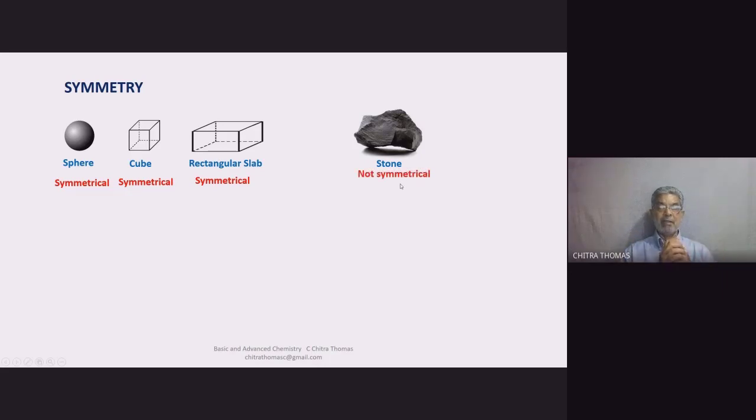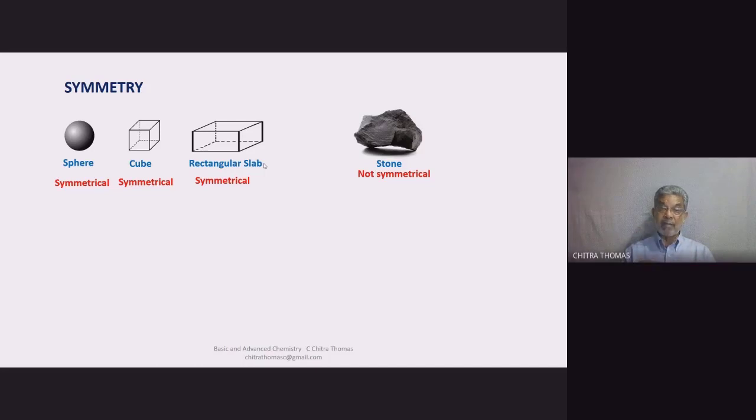It's your instinct which makes you tell me that the sphere, cube, and rectangular slab are symmetrical objects, whereas the stone is not symmetrical. Now I ask you to compare the symmetries of the cube and the rectangular slab and tell me which is more symmetrical. Without hesitation, you will say that the cube is more symmetrical than the rectangular slab. Now, if I ask you to compare the sphere and the cube, you will have the ready answer: the sphere is more symmetrical than the cube. So the sphere is more symmetrical than the cube, and the cube is more symmetrical than the rectangular slab. You can very easily answer these questions.